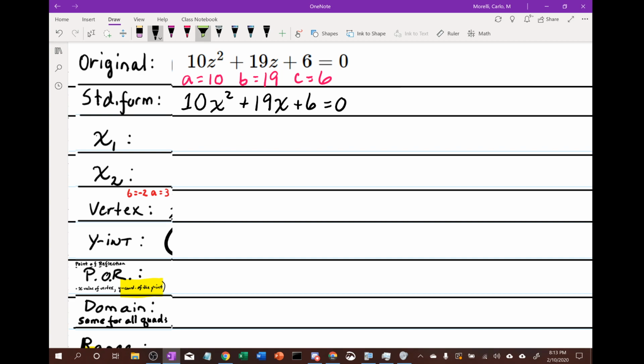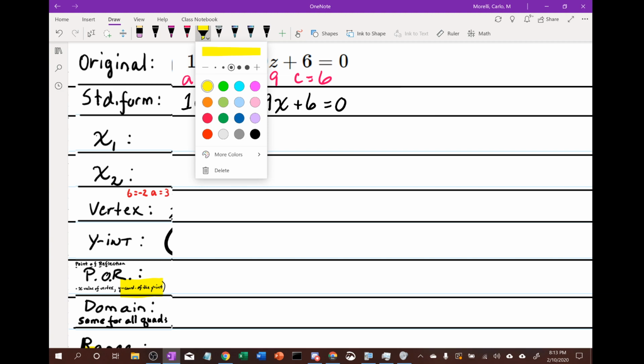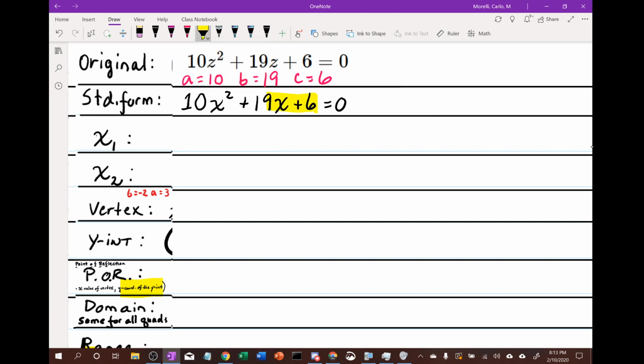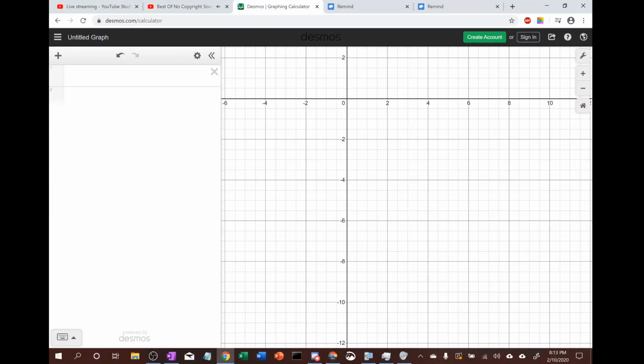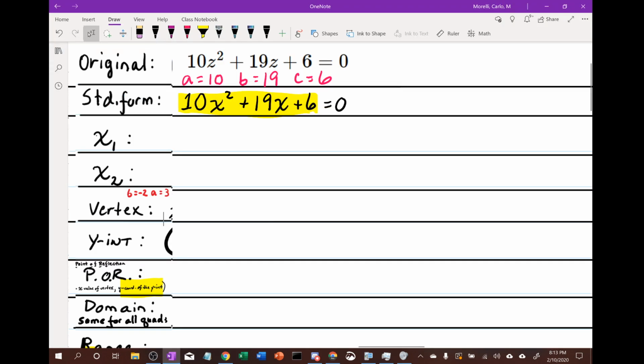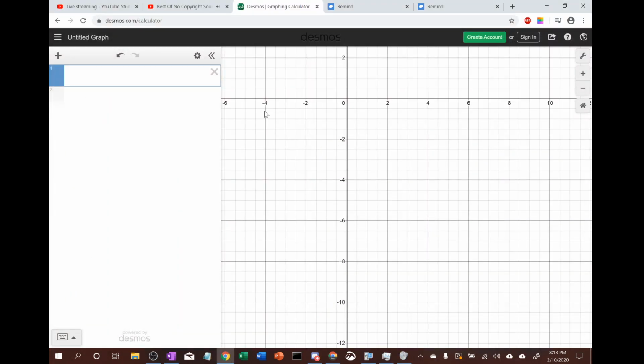We're going to put just the part without the equals 0 into... Here, let's do it in Desmos. Yeah, we'll do it in Desmos, and I'll do it in TI. We got a timer, by the way. Timer's running. It's 10x squared plus 19x plus 6.